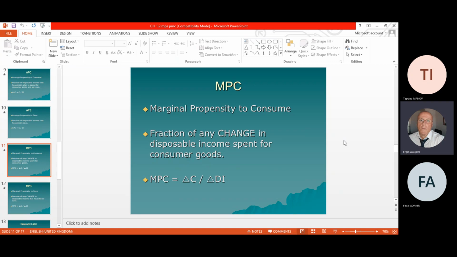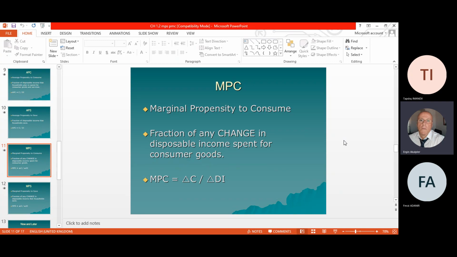If you are going to estimate it monthly, then you use the monthly estimation. Let's say from January to February, the January consumption will be subtracted from the February consumption, and similarly the January disposable income will be subtracted from the February disposable income. Then this will give you the marginal propensity to consume for the first two months, January to February.